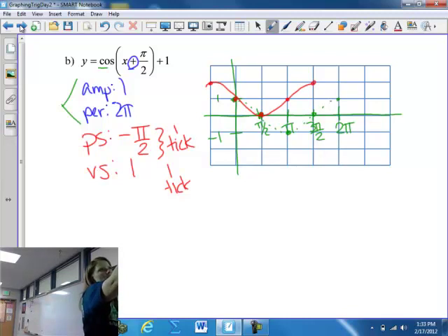Okay. Remember, this is the top of the cosine that's going to curve down again. Don't draw a line on the end. No, no, no. It doesn't keep going. It does not keep going. Okay. All right. Easy? Easy.